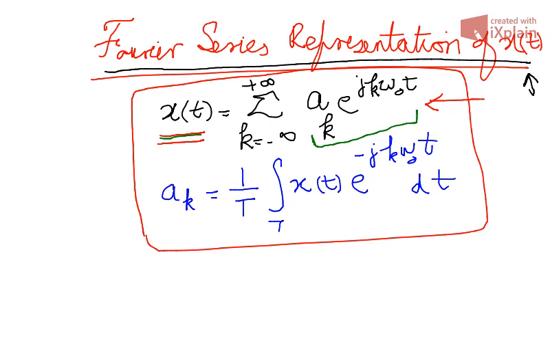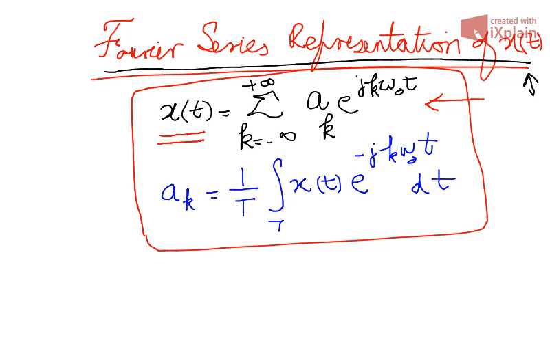You have k varies from minus infinity to plus infinity. So these are the limits of k, and you can just substitute different values of k and expand this summation if you are interested in writing it instead of the compact form. If you are comfortable with expanding it for different values of k, we will see with the help of an example. So this is the Fourier series representation, which we will see in more detail.